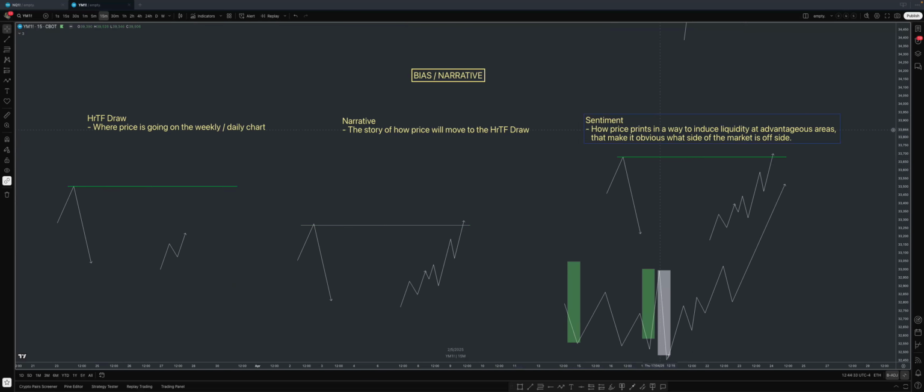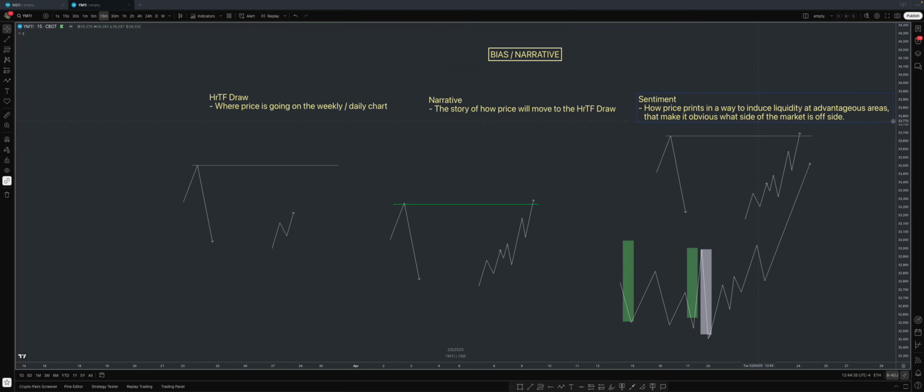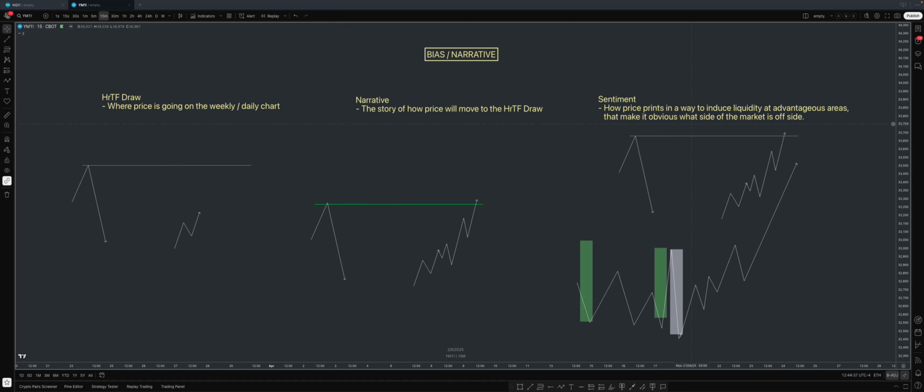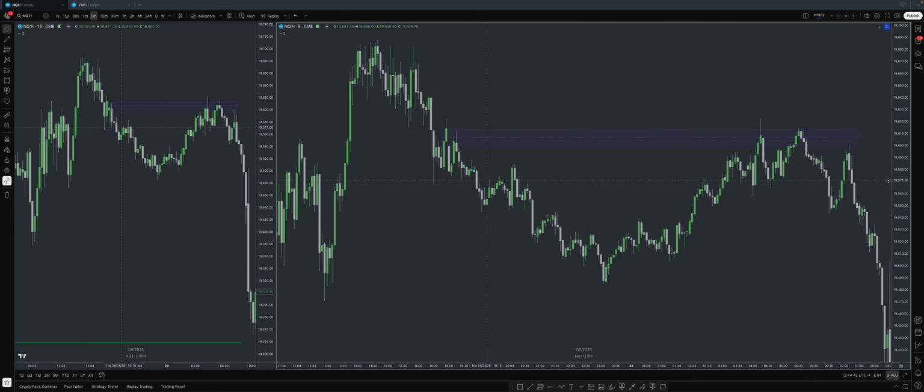So how price prints in a way to induce liquidity at advantageous areas that make it obvious what side of the market is offside. So we want liquidity below these lows. You can see that we drop down and engineered smooth lows down here. Part of that is people see this as strong support.